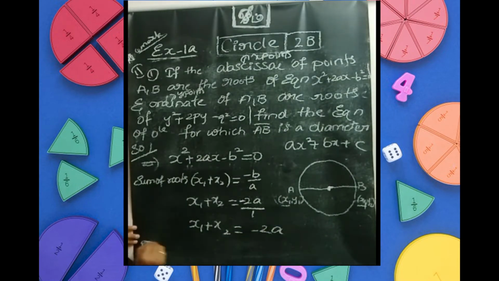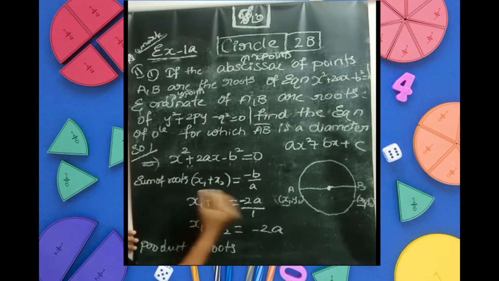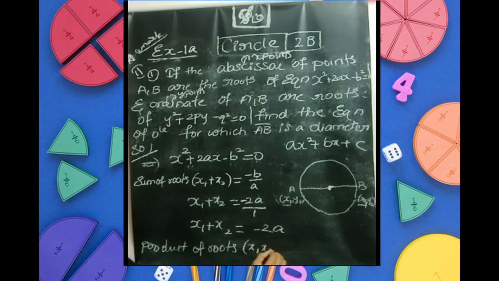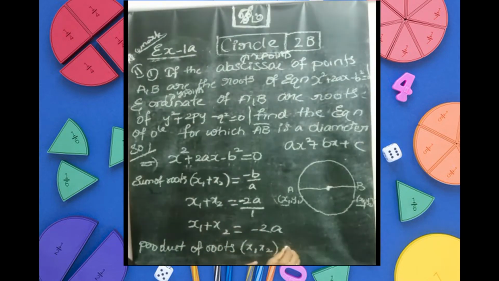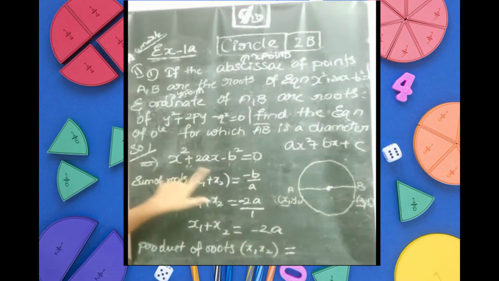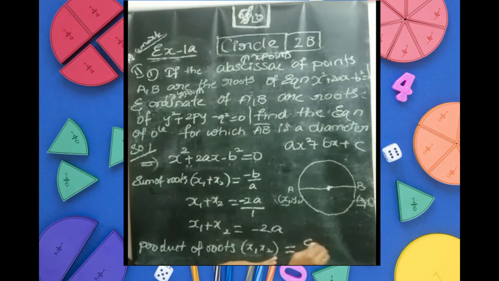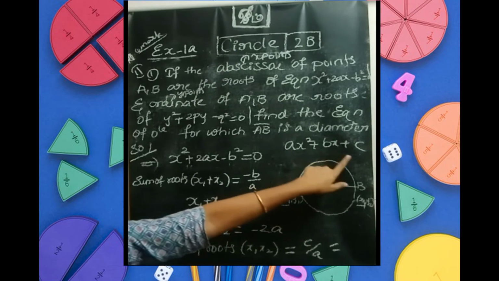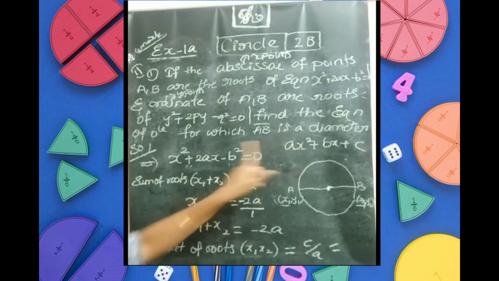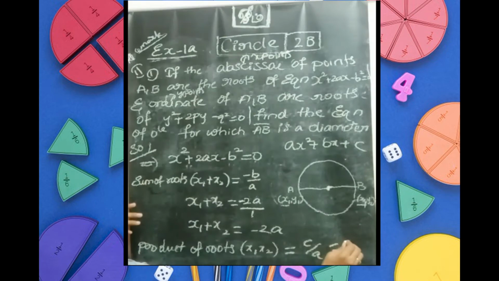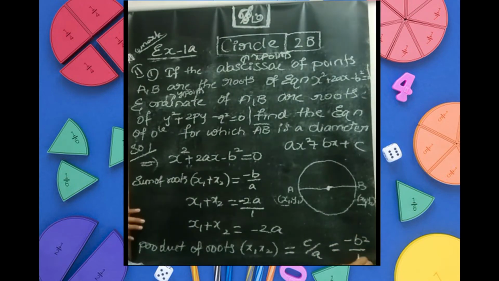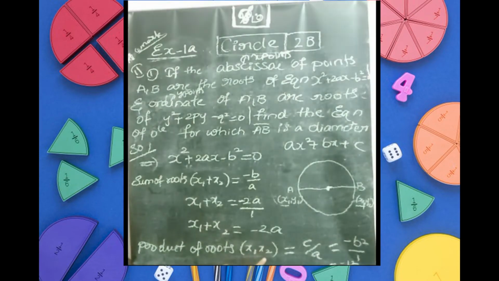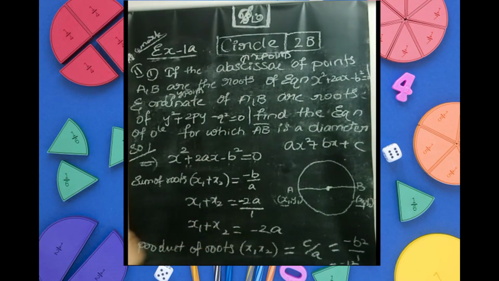Now we have to find the product of the roots. Product means x1 x2. Now x1 x2, we know the formula, is c by a. See here, c is the constant value and a is the x square coefficient. Here the constant value is minus b square, and a is 1. So the product of the roots x1 x2 is minus b square, and x1 plus x2 is minus 2a.